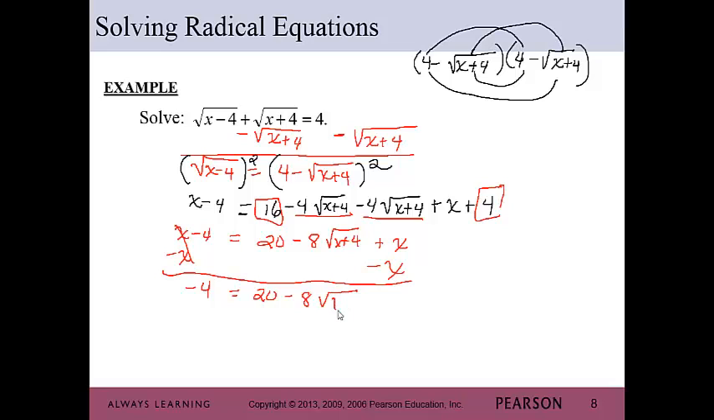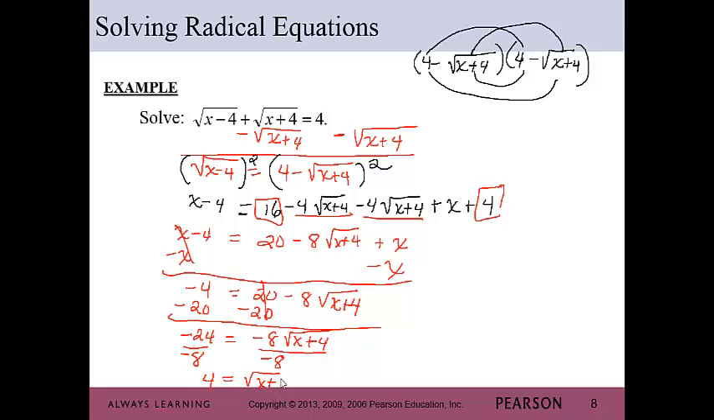Okay? After you do that, you want to subtract 20 from both sides, which is going to give me negative 24 equals negative 8 the square root of x plus 4, and I'm going to divide that by negative 8. And then when I divide that by negative 8, that's going to give me a positive 4 equals the square root of x plus 4. No, 3, sorry, not 4.